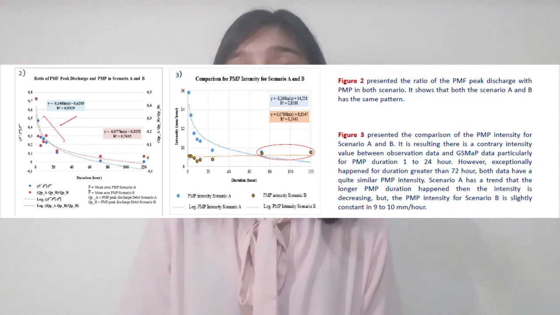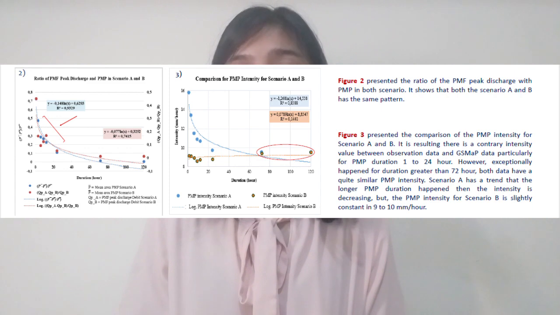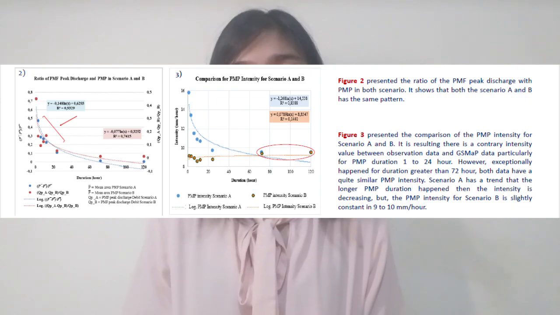This results in a contrary intensity value between observation data and GSMAP data, particularly for PMP durations of 1 to 24 hours, but it exceptionally does not happen for durations greater than 72 hours. PMP intensity for scenario A has a trend that the longer the PMP duration, the more the intensity decreases, but the PMP intensity for scenario B is likely constant at 9 to 10 mm per hour.